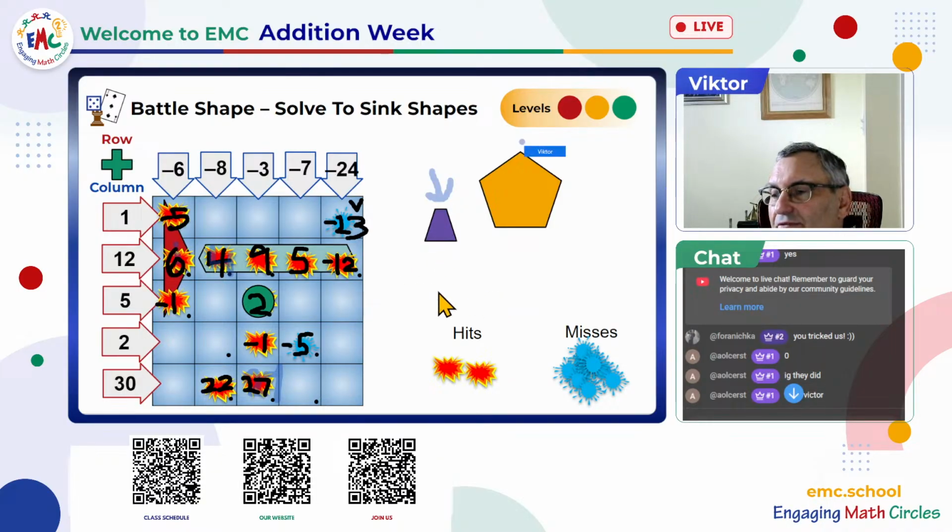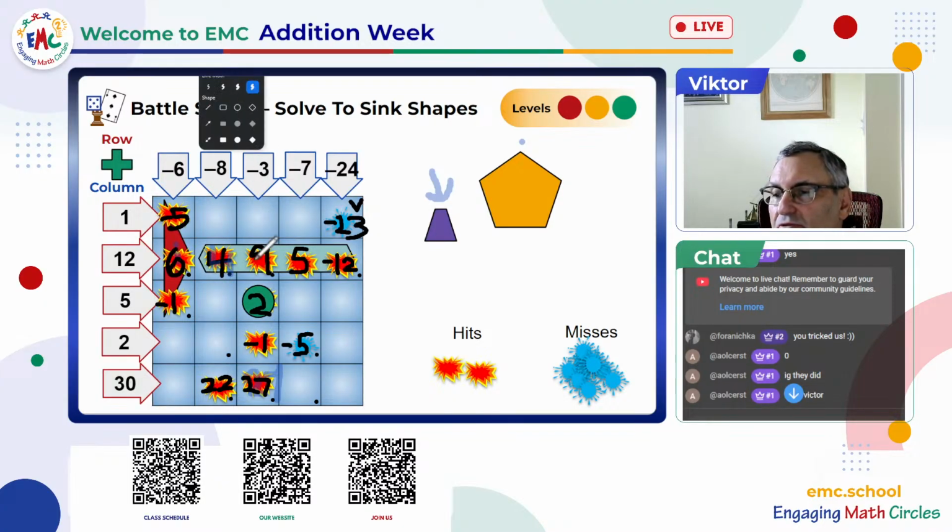Oh, it's much bigger, yes. But do you think we're going to sink it here? I think probably we have to finish all of this. We probably have to do all of it.